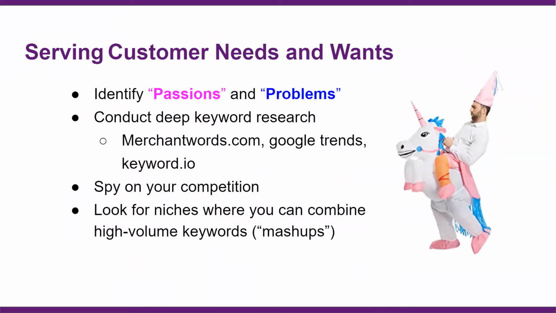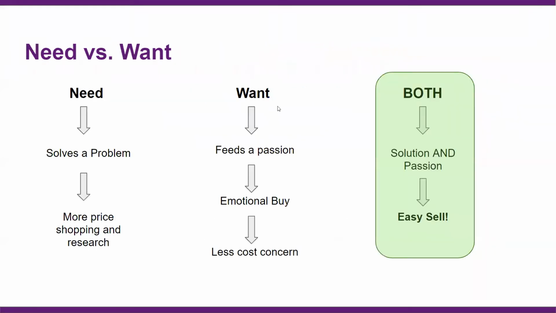So let me see what people are actually searching for on Google, Merchant Words, Amazon, keyword.io. You want to spy on your competition, see who's selling what, and maybe their bundles are missing the mark, but you can do something similar but better. You want to look at your competition to see who's serving those same keyword searches that you want to go for. And then look for niches where you can combine, again, mashups. I know you guys want to know what mashups are. So let's talk need versus want.